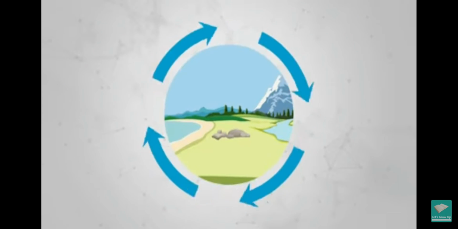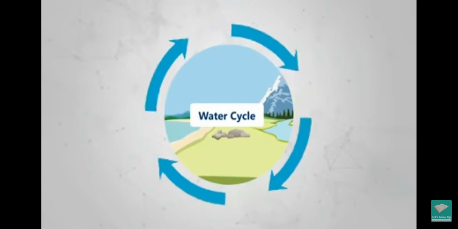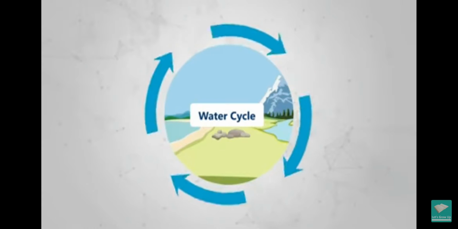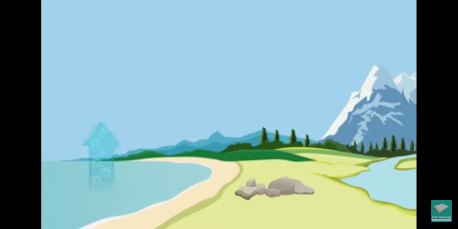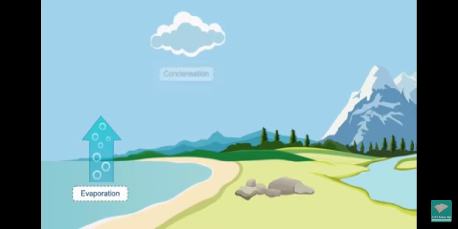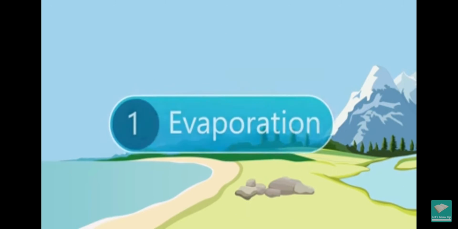Today's topic is the water cycle. The water cycle, also called the hydrologic cycle, is a continuous process that includes 5 steps. These are evaporation, condensation, precipitation, runoff, and percolation. Now, we will learn with an example.